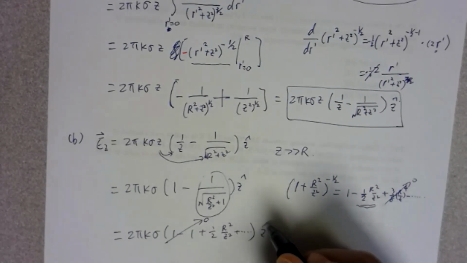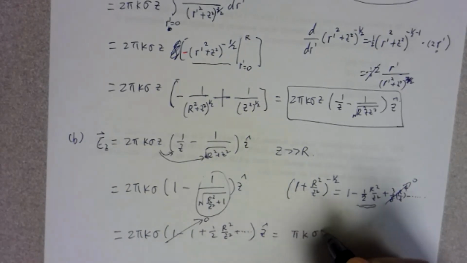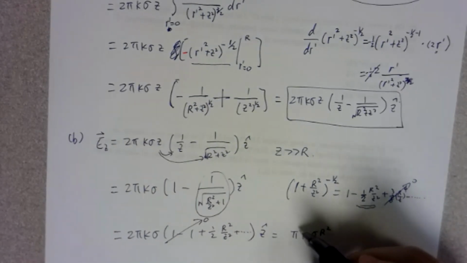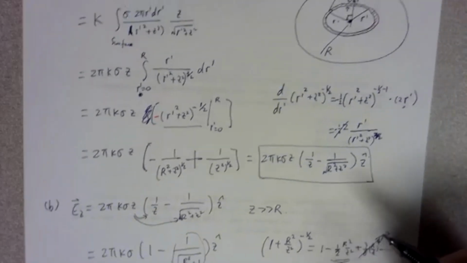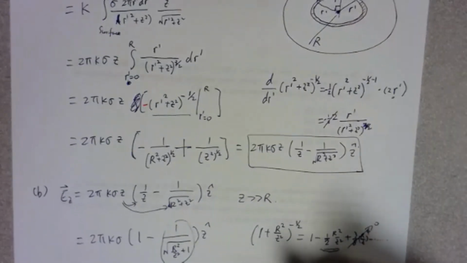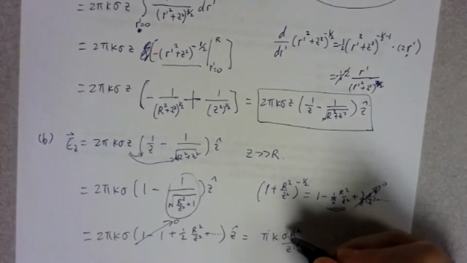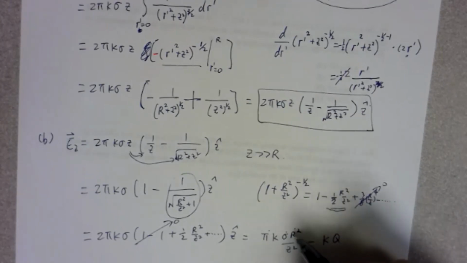And then again, this is only in the z direction. So your result should be just pi k sigma r squared over z squared. So pi r squared will be the area for the whole disk, right? Pi r squared, that's the whole disk. So then times this sigma, sigma times the area, total area, will be q over z squared.